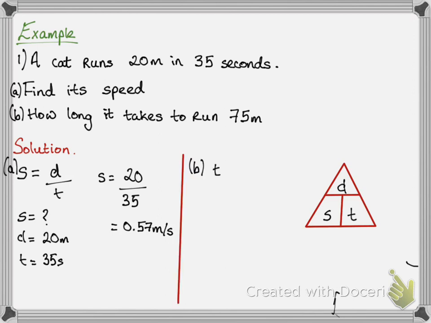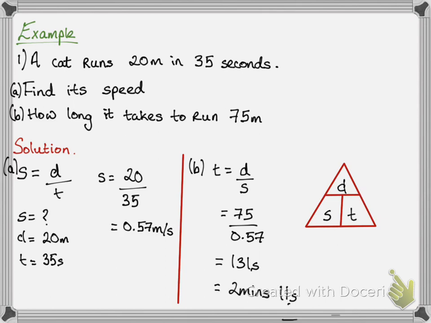Now let's try and figure out B, where time is equal to distance divided by speed. This time, the distance we're looking for is 75, so 75 divided by the speed we calculated, which was 0.57, and that is 131 seconds. And if we try to convert that to minutes, that would be 2 minutes and 11 seconds.